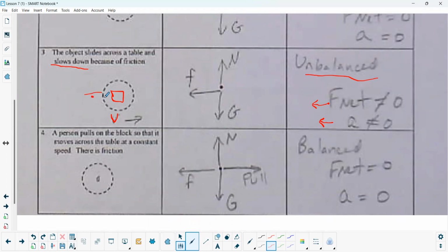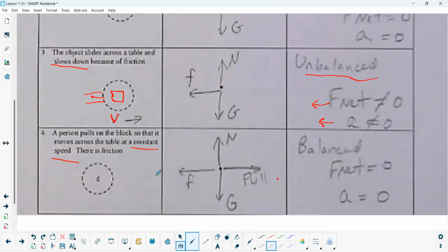Okay. So if those are the motion lines where the box is sliding to the right, these both point left. Okay. Finally, it says a person pulls on the block so that it moves across the table at a constant speed. Again, constant speed means that the acceleration is zero and the forces are balanced and the net force is zero. So if that's happening, these things have to all cancel out. So friction is just going to the left like it was up here. Normal force is still up, gravity is still down, and the pulling force has to equal the friction force in order for it to be at a constant speed.